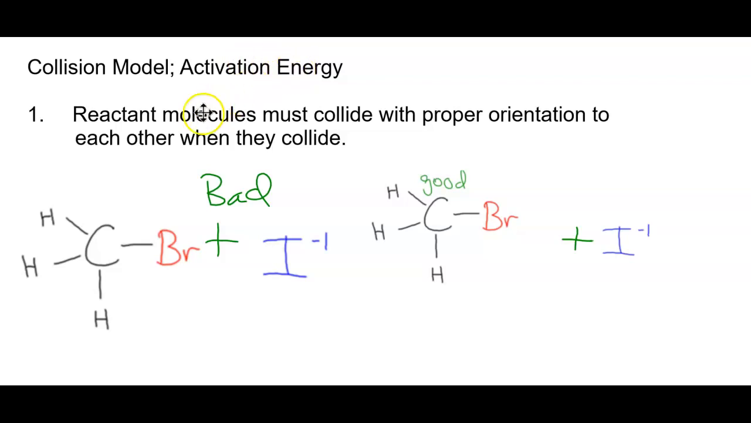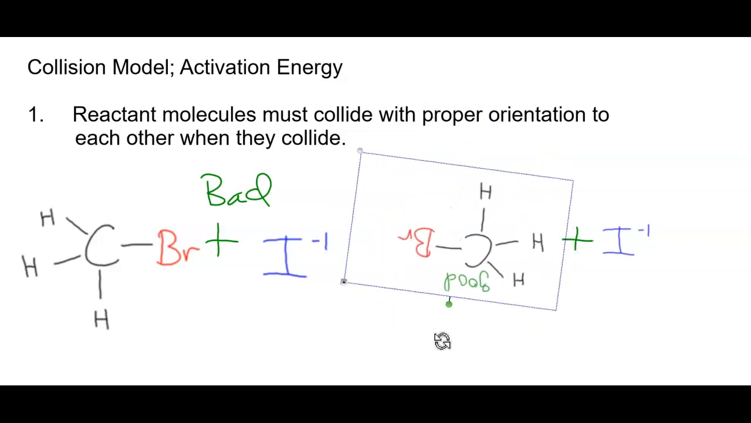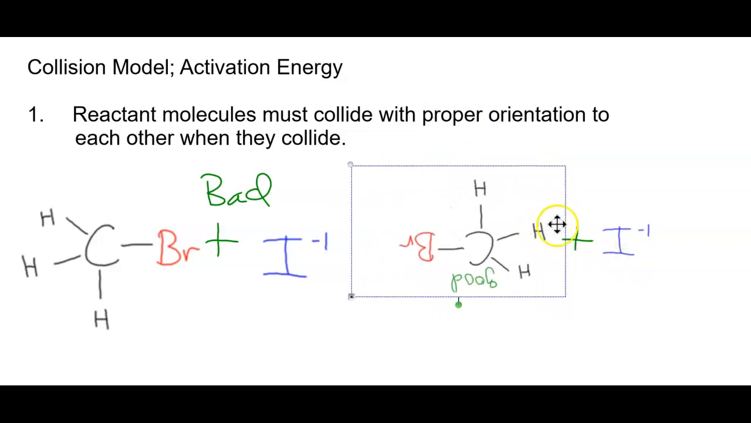Collision molecule activation energy. Reactant molecules must collide with proper orientation to each other in order for a reaction to take place. For instance, this iodine and bromine would not have a very effective collision. Instead, the iodine will rotate around to collide with a hydrogen molecule and then try to replace it to form a new bond.